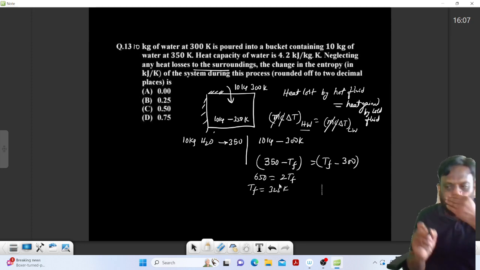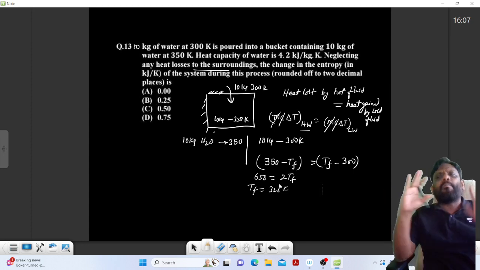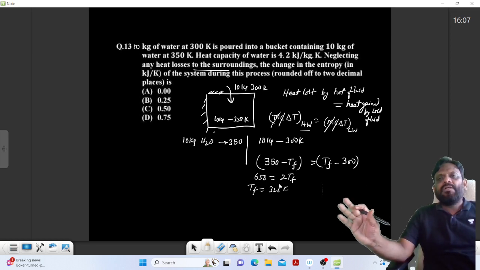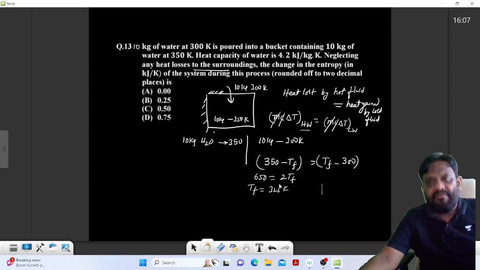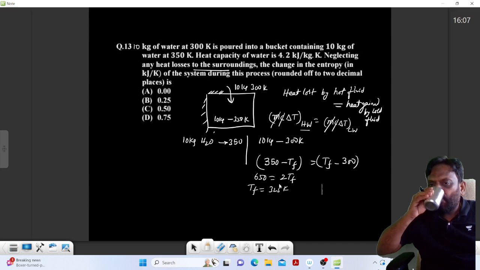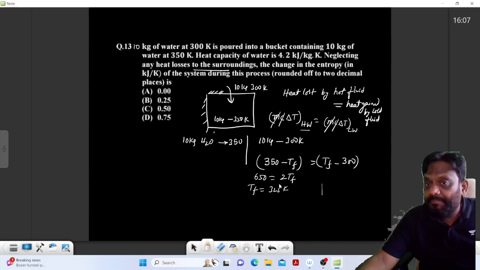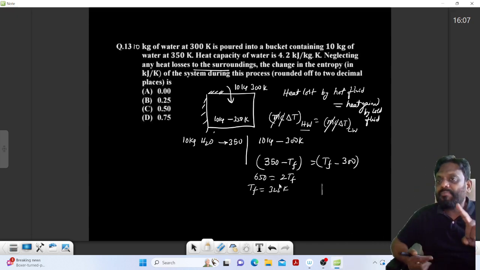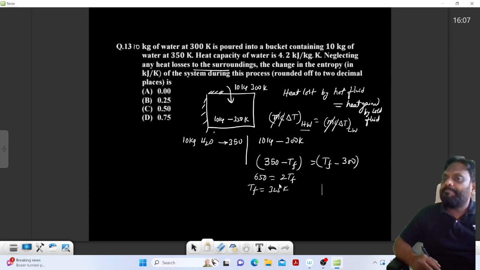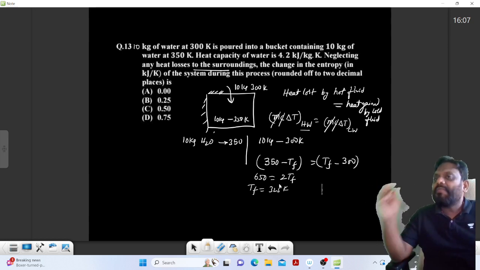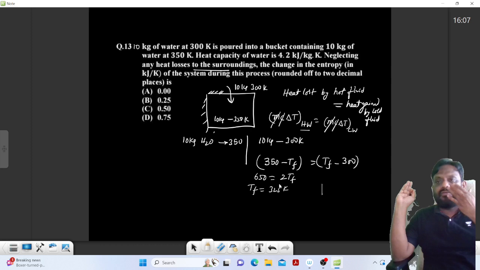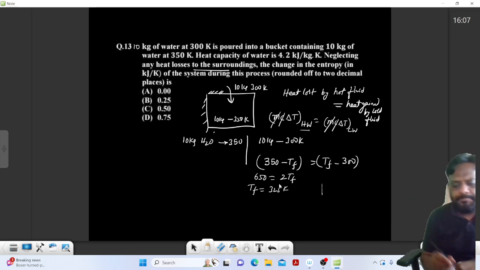Actually, in examination, you should not do all these things. The reason is whenever masses are same, fluids are same, the final temperature will be average. ये तभी अप्लाई करो जब masses are same and specific heat is same, then only it is average. Otherwise, no. Okay, sir. Let us calculate the total entropy change.